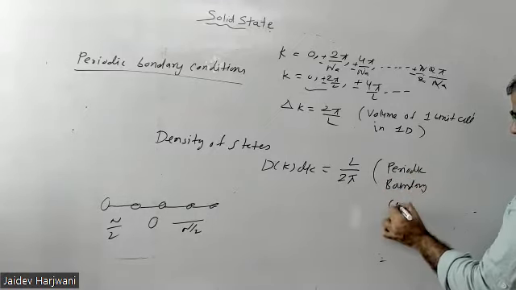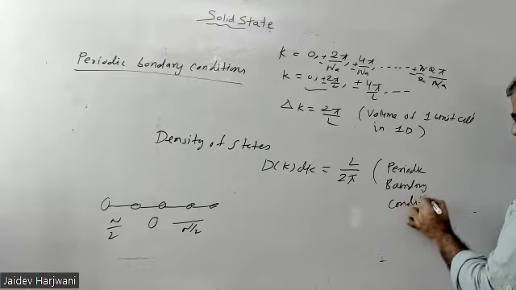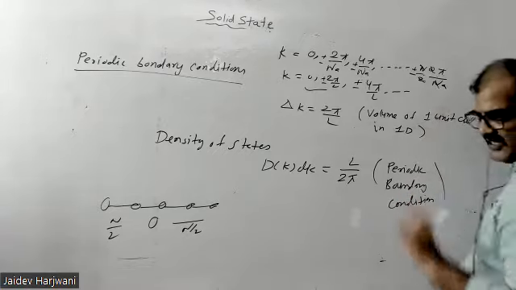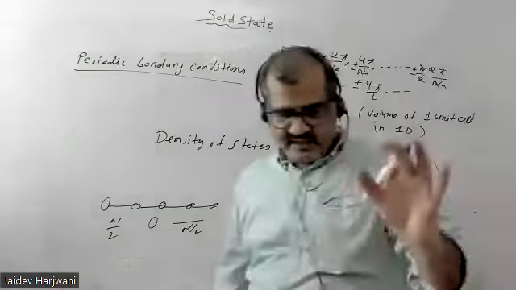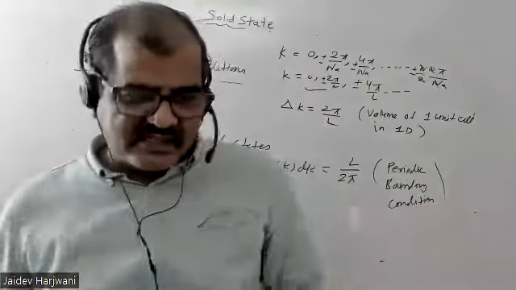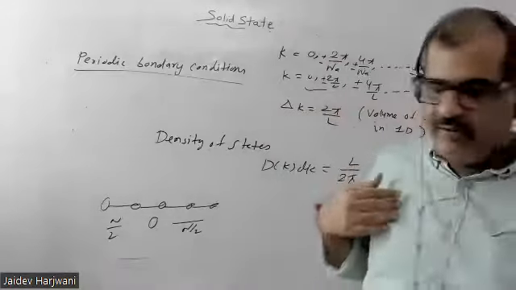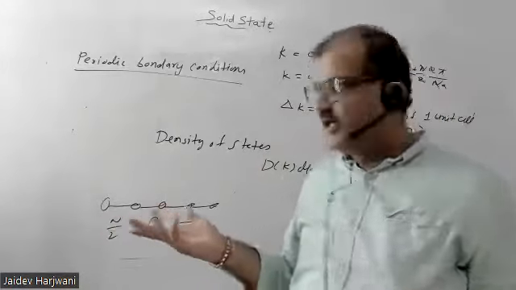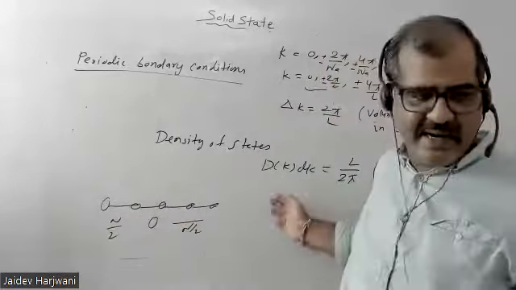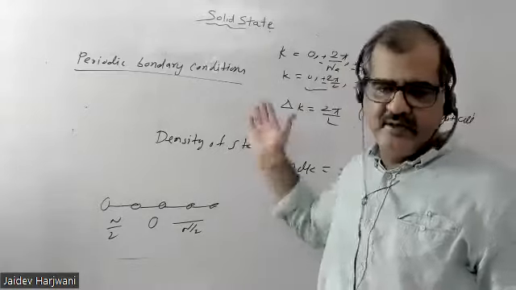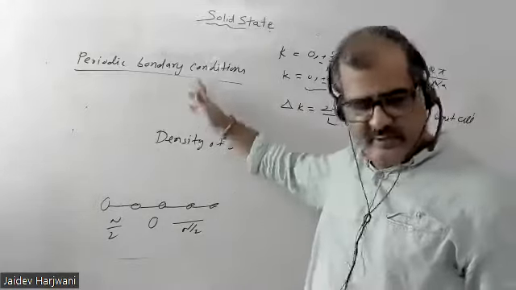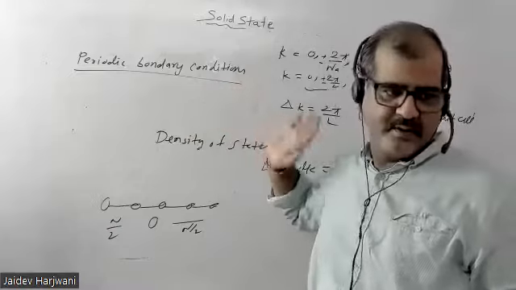Periodic boundary condition, but the number of modes is the same. So the physics is not changing here. It's just a different way of representation. If we are calculating the number of modes, n comes here, n comes there as well, so the physics is not changing. Both boundary conditions are equivalent.